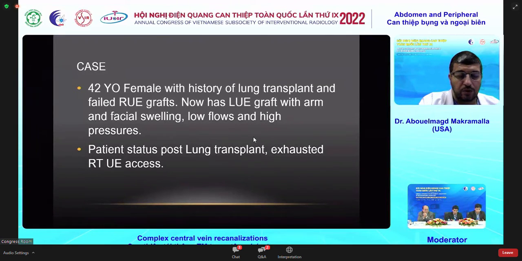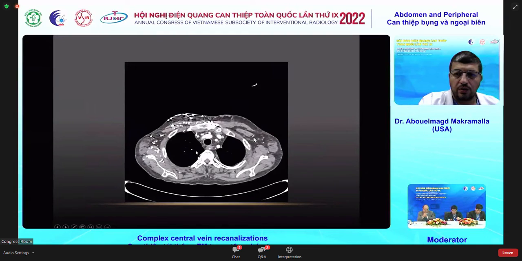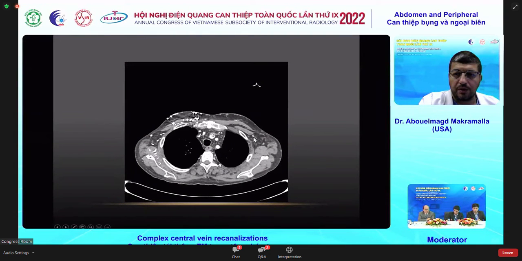The patient absolutely refused, and the transplant team did not want to go to groin access due to high risk of infection in an immunocompromised patient. So as a last resort, they asked us to recanalize the central veins. As you can see, in the central veins, there's no brachiocephalic vein, just scar tissue that's calcified.